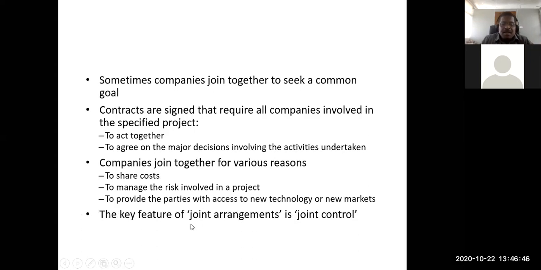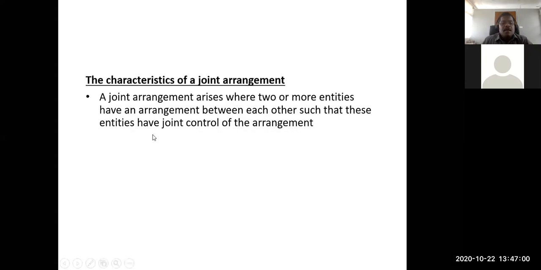Key features of joint arrangement is joint control. You have to understand what it is very clearly, joint control. Okay, we'll see what it is. The characteristic of joint arrangement.